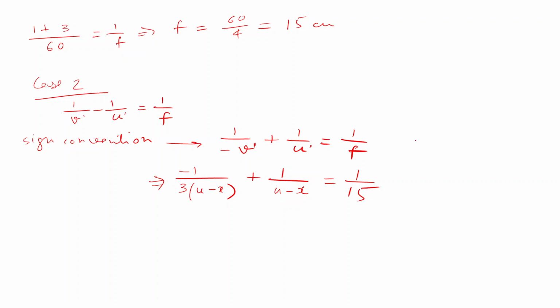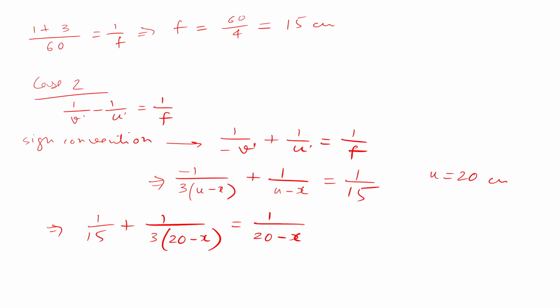Now U was how much? Because U is the parameter from the first case. U was 20 centimeters. Put it right on this side. That means 1 over 15 plus 1 over 3 times 20 minus x, we need to find out, is equal to 1 over 20 minus x. Solving this, I think I should have taken it to that side, would have been better, like 15 over 15, and this is not a good idea.